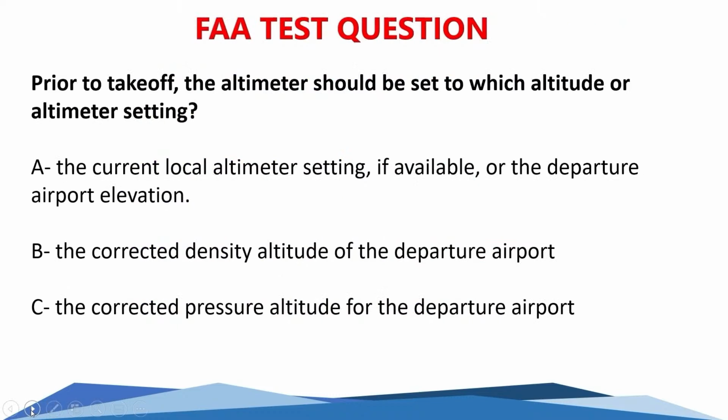So another FAA test question for you. Hopefully this one will be a little bit easier. Prior to takeoff, the altimeter should be set to which altitude or altimeter setting? Is it A, the current local altimeter setting if available, or the departure airport elevation? B, the corrected density altitude of the departure airport, or C, the corrected pressure altitude for the departure airport?